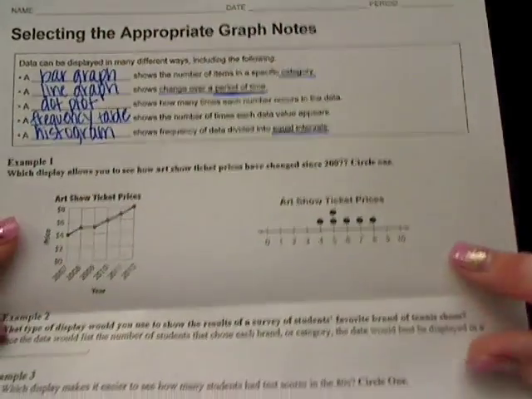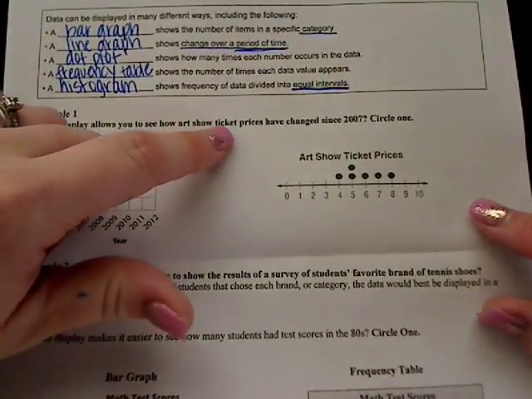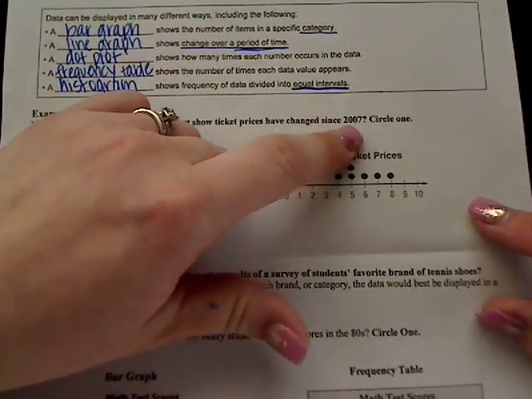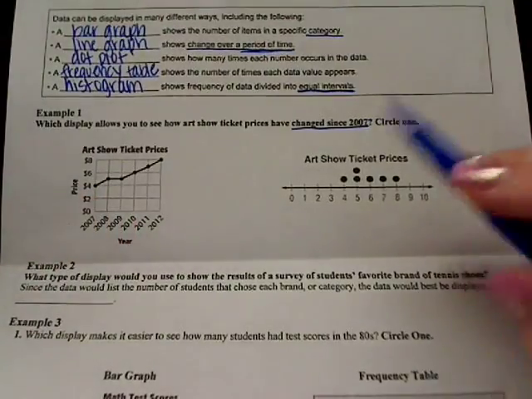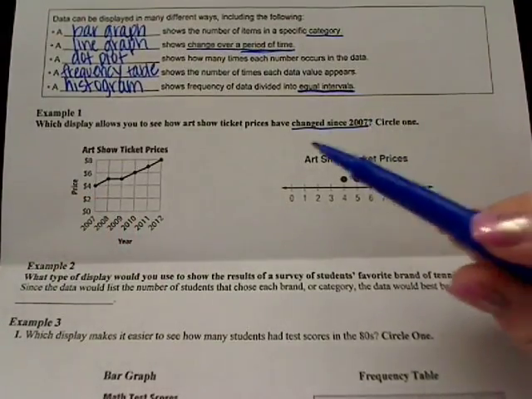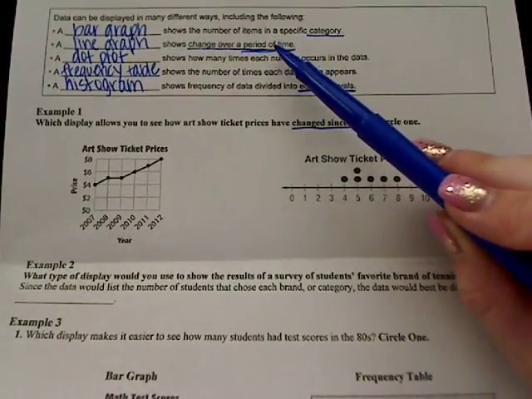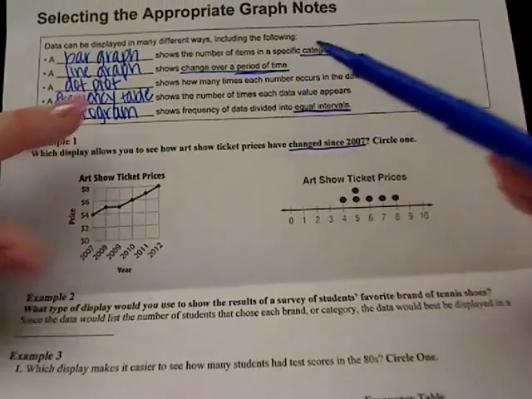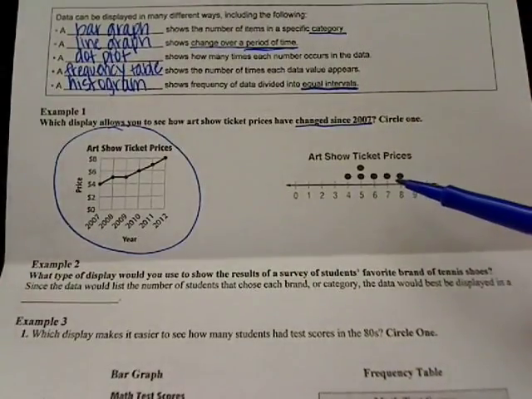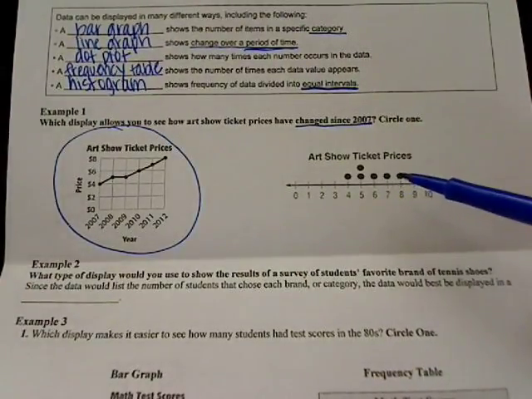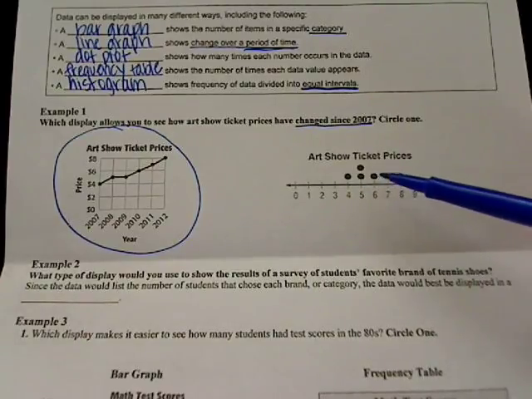All right, so these notes will probably go pretty quickly. Which display allows you to see how art show ticket prices have changed since 2007? So how they've changed since 2007. Well, that would be 2007 to now, or 2012. Okay, so that would be change over a period of time, which would be a line graph. This makes a lot more sense than this dot plot does. That doesn't show me change over a period of time. That just shows me ticket prices. Okay, I don't know the years.